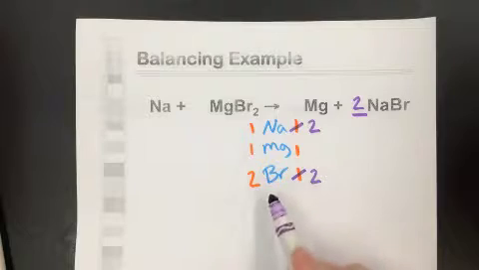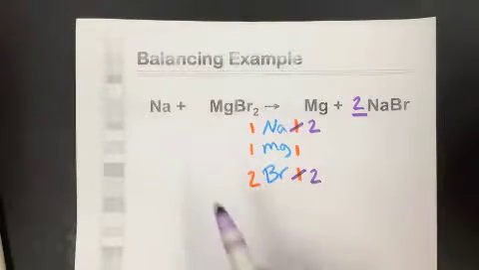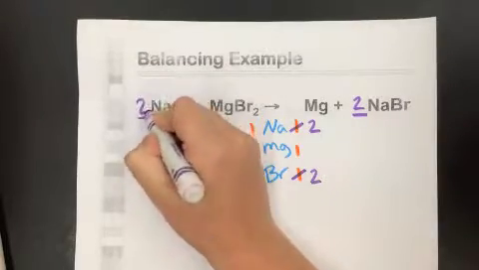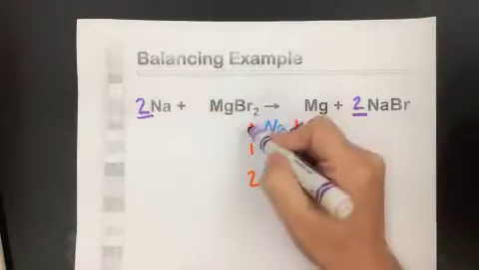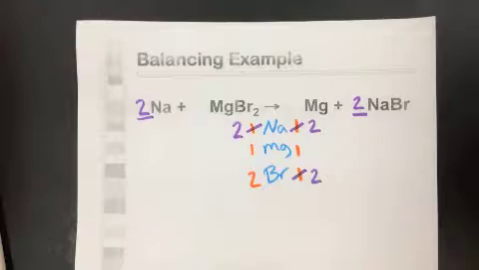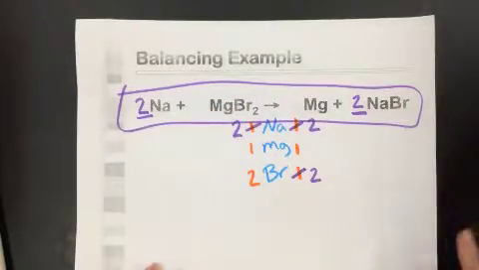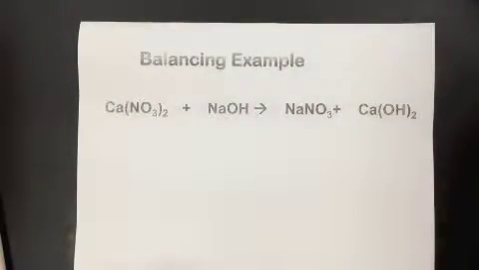So in the process of balancing Br, Na got messed up. So what times 1 equals 2? Your answer is 2. So now this becomes 2. All the numbers are the same on both sides. This means we're balanced. And this is the final answer. So now what if we add those pesky polyatomics in?